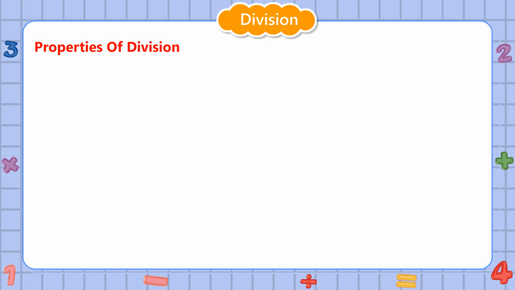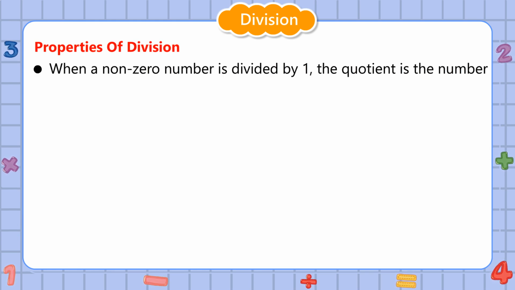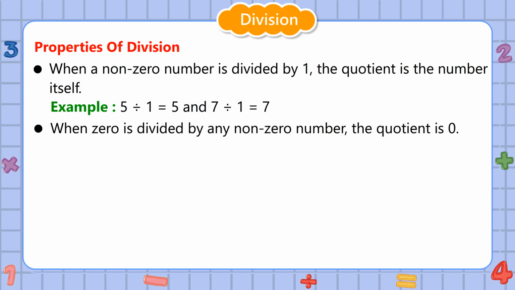Properties of division. When a non-zero number is divided by 1, the quotient is the number itself. Example, 5 ÷ 1 = 5 and 7 ÷ 1 = 7. When 0 is divided by any non-zero number, the quotient is 0. Example, 0 ÷ 6 = 0 and 0 ÷ 7 = 0.